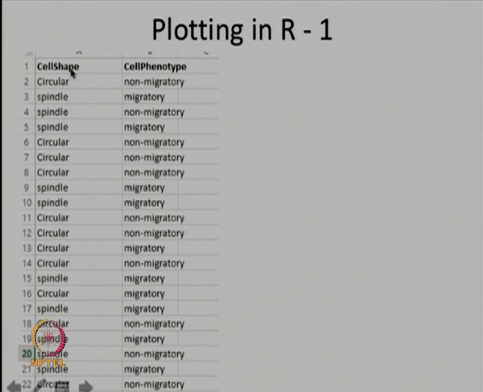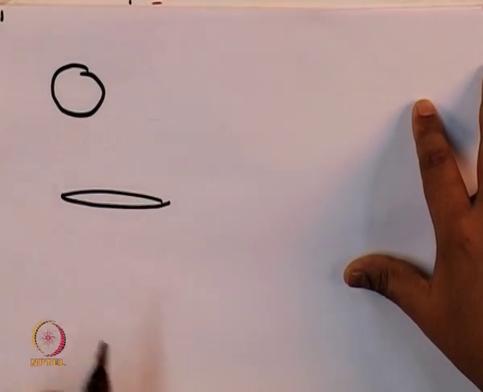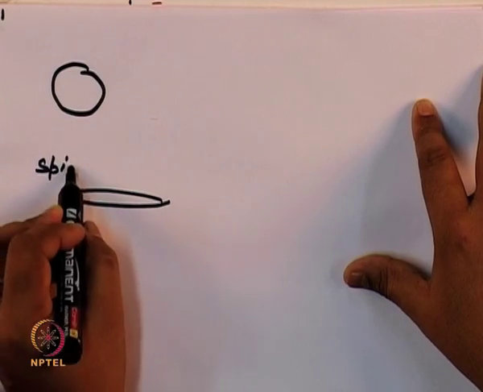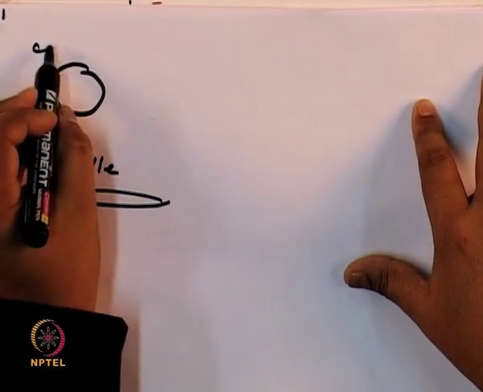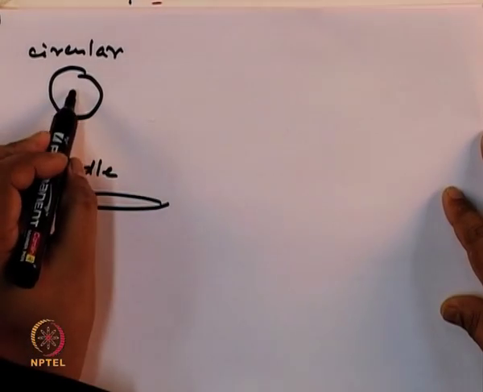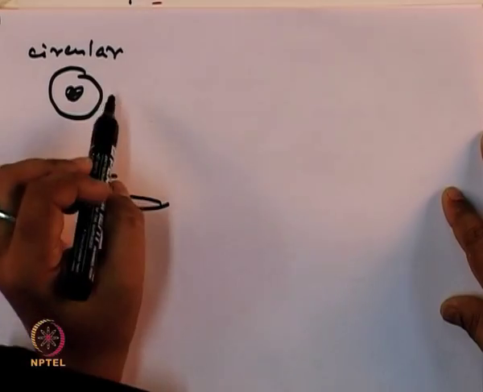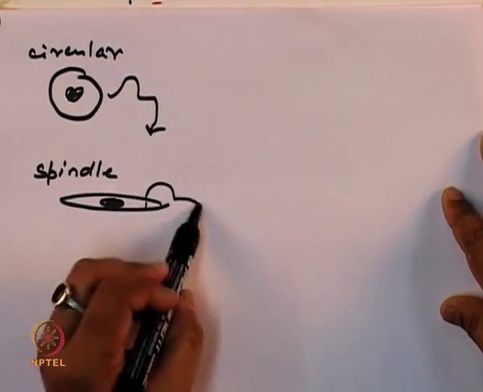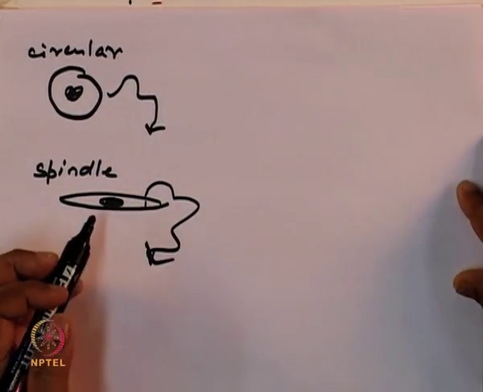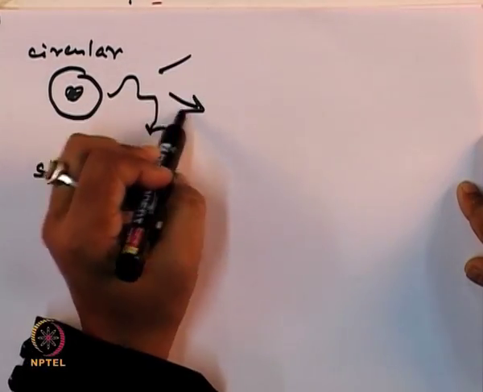One is whether it is circular or spindle. So a circular cell would look something like this. This is your circular cell and this is your more spindle shaped. So this is spindle and this is circular. Okay. Of course you have a nucleus at the center. Okay. And you want to see what are the trajectories of these cells in the 2D plane, and based on the distance it is moving, each of these have two populations.